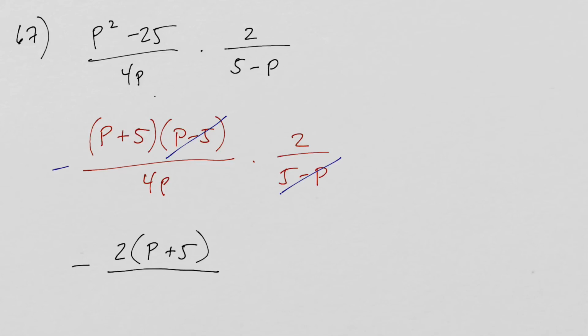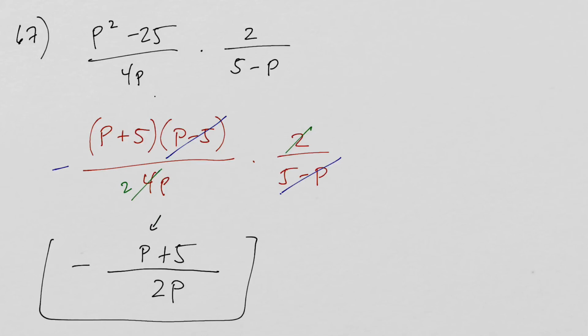So I'll put the 2 out here, p plus 5 over, oh wait, I need to cancel. So these cancel, and that becomes a 2. So up in the numerator, let me erase this. Oops, that becomes a 2. In the numerator, I'm only going to have a p plus 5. And in the denominator, I'll have a 2p. Be careful not to try to cancel those p's, because that p is a term, not a factor, and you can't cancel it. So that's the final answer.